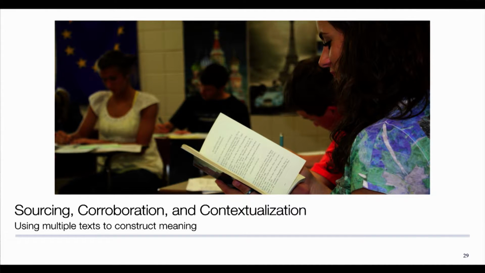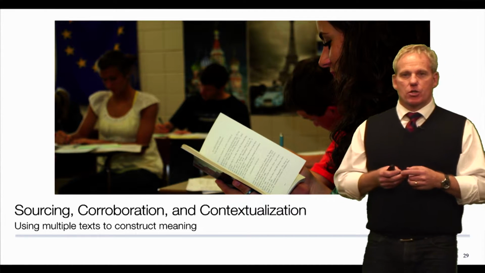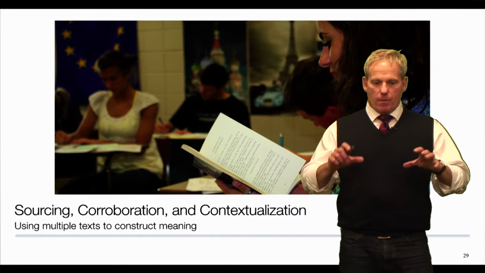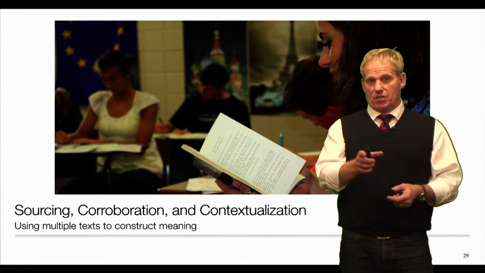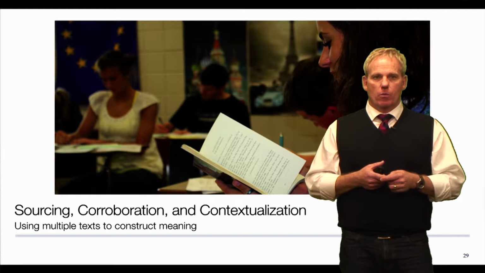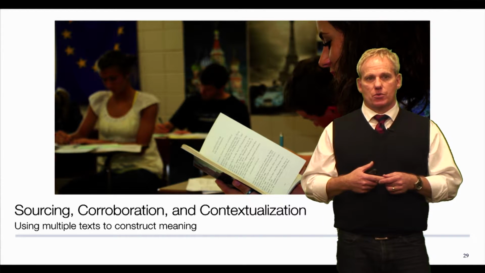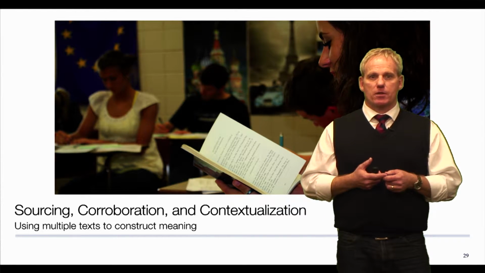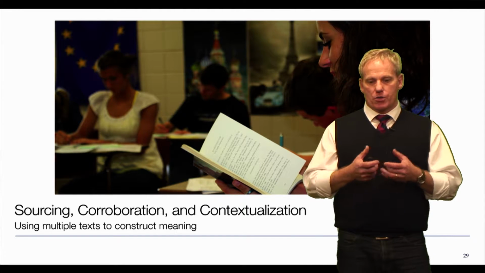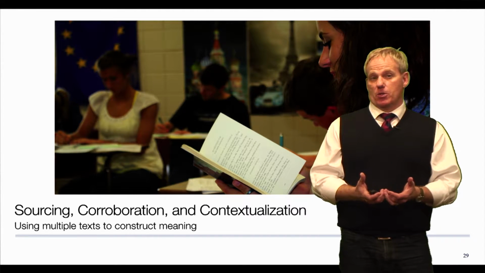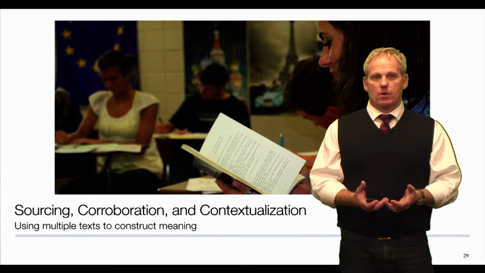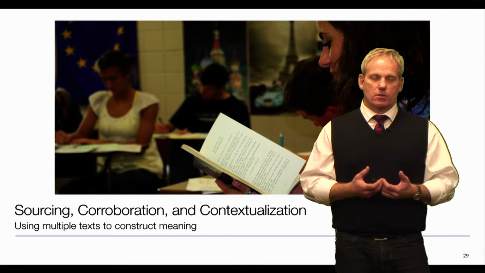So we want to talk about sourcing, corroboration, and contextualization. As we get those one-sided stories, as we see through Jacques-Louis David and Napoleon, we want to corroborate with other types of sources, and to do that we need to use multiple texts to construct meanings, so that we aren't just getting what the author of the textbook told us, this is what the answer is. We want to construct our own meaning and use these different sources to do that.